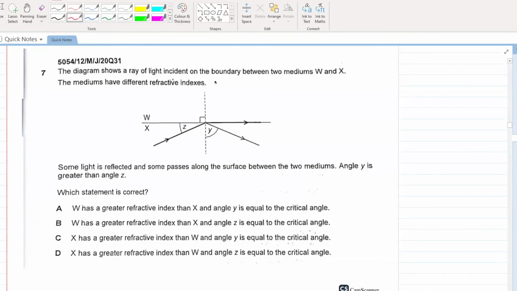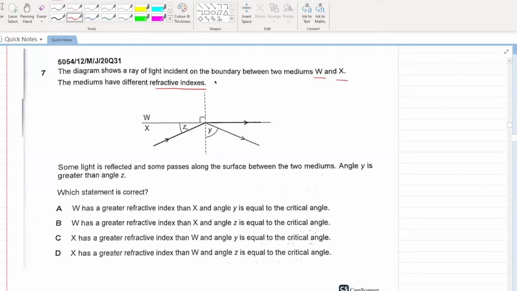Let's see this. The diagram shows a ray of light incident on the boundary between two mediums W and X. The mediums have different refractive indexes. Some light is reflected and some passes along the surface between the two mediums. Angle y is greater than z. Which statement is correct?